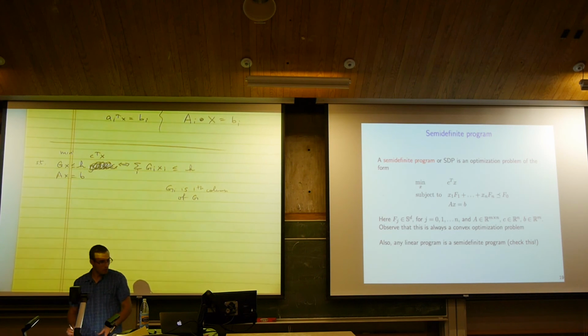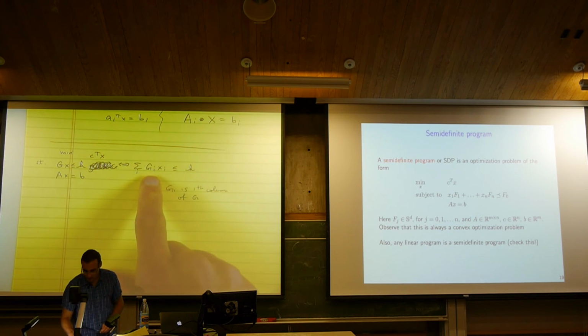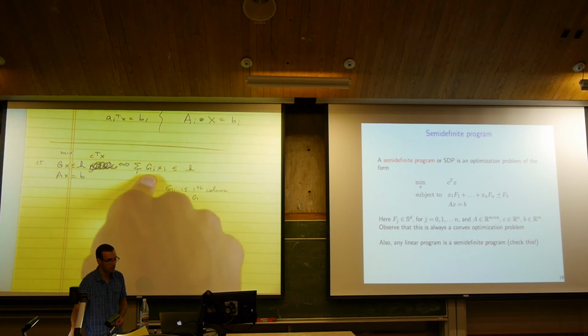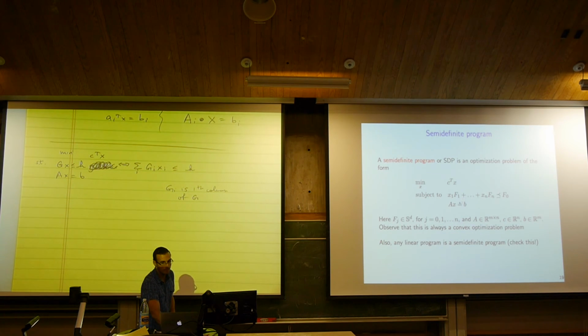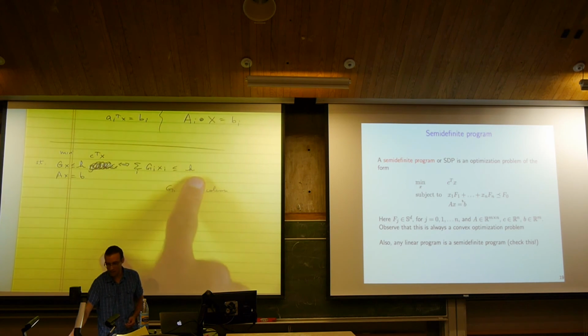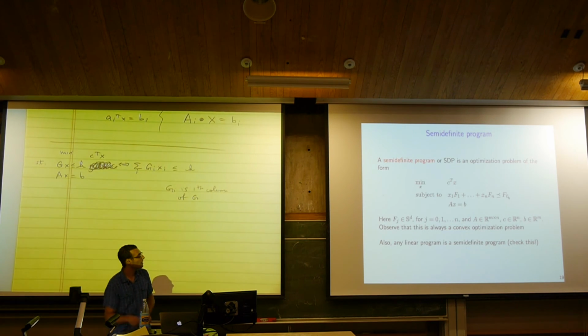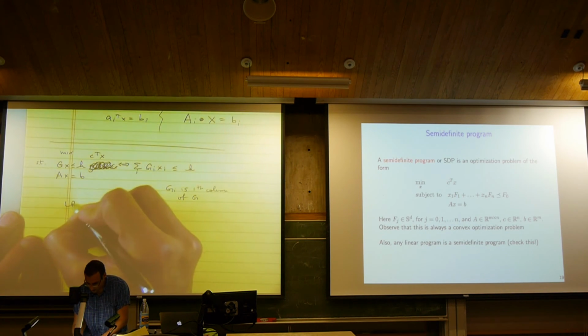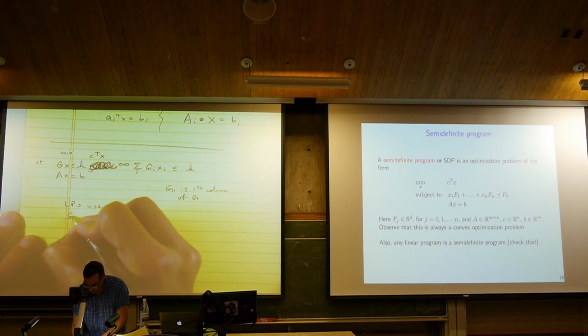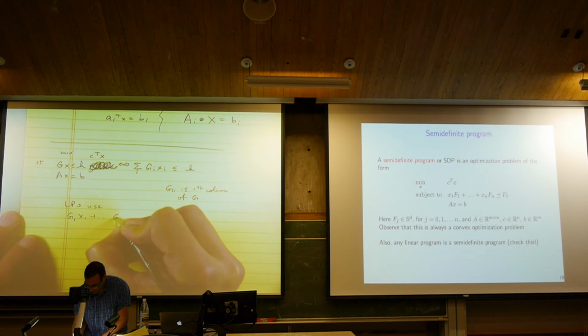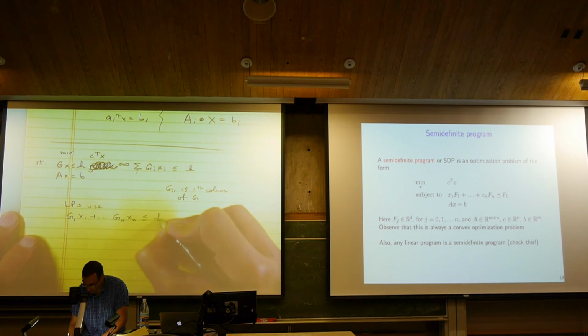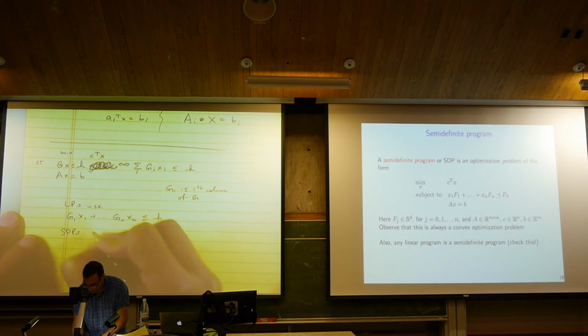What SDPs do in this form is replace each of these vectors g_i, which is a column, by a matrix. They replace the right-hand side vector h by a matrix. And they replace this ordering by the matrix less than or equal to. So LPs use g_1 x_1 plus, let's say, g_n x_n less than or equal to h, whereas SDPs in this form use this matrix inequality.